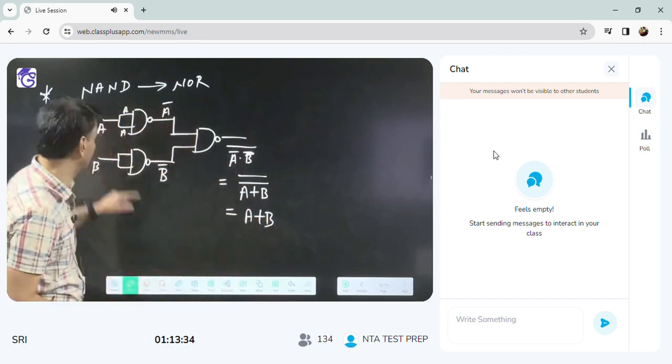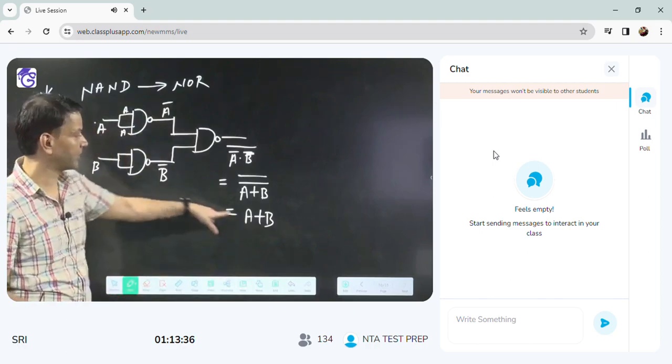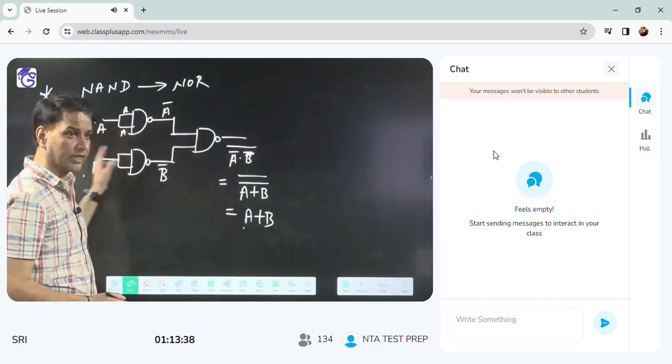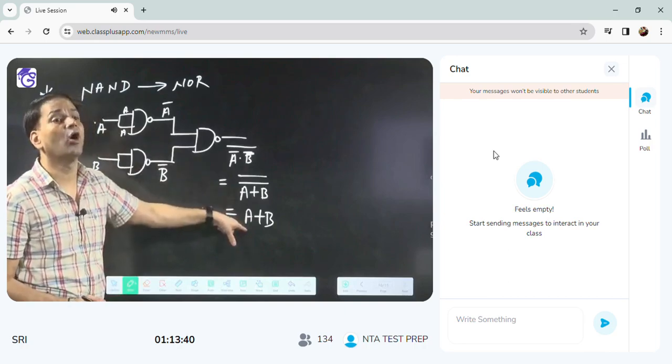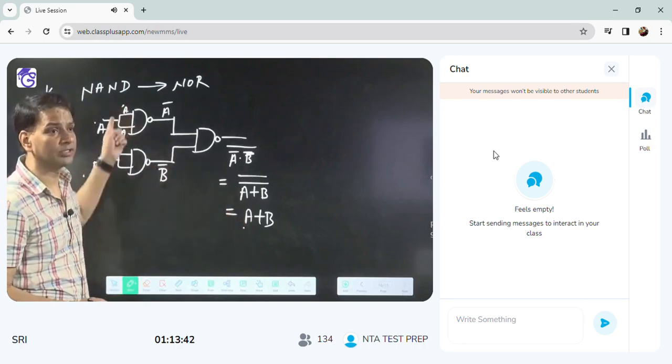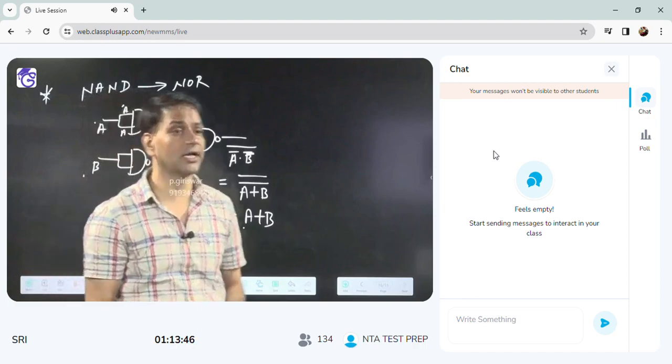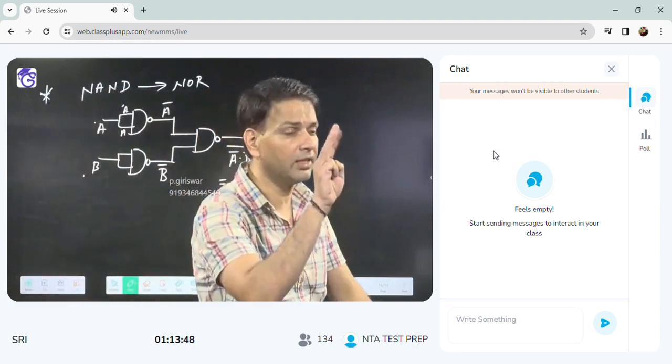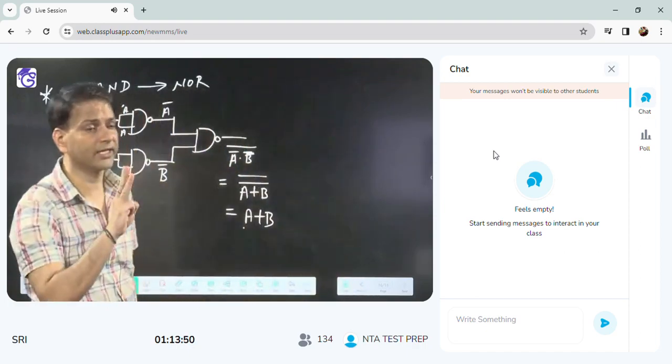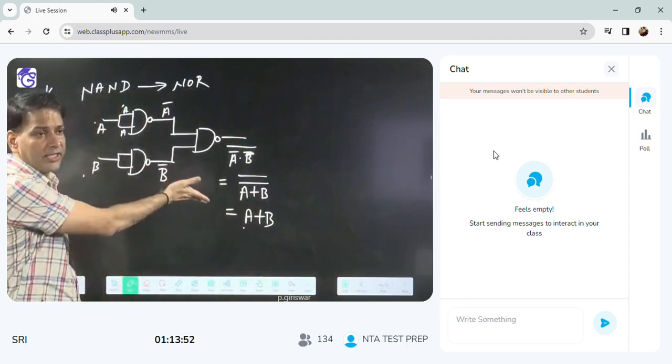So you can see here, I started with AB, I am getting A plus B. Which gate? OR gate. How did I get it? By using NAND gates. NAND gate to the OR gate. I said, how many gates required? 3 gates. NAND to the OR, 3 gates required. Now you can see, by using 3 gates, I got OR.